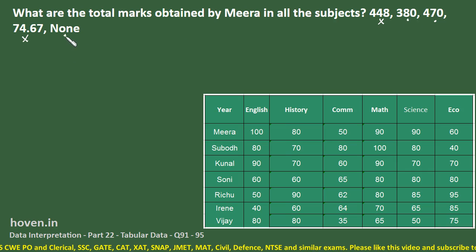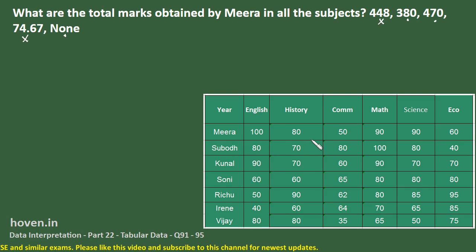Now, because of this none, we will have to basically do the whole addition. If this none had not been there, then we might have skipped the total addition. Possibly by checking the second place, we would have already filtered out the answer out of these two. So, we'll have to add. Nothing else will help us.